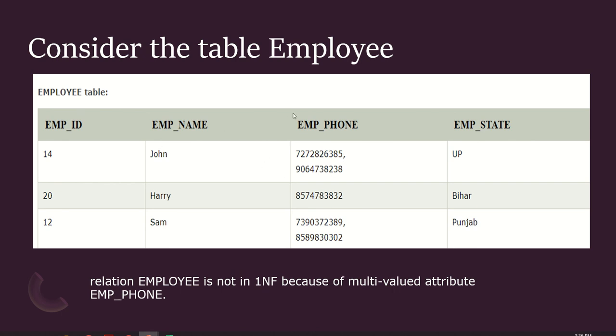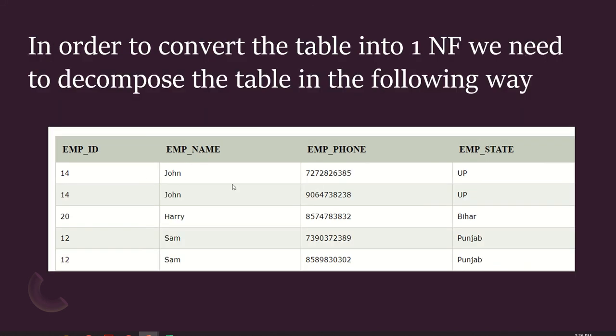So if you want to make this table into 1NF, we have to write a separate row for these 2 phone numbers. Just remember, 14 John, these 2 phone numbers, UP was the first row of your original table. To make it into first normal form, you have to make 2 separate entries for 2 different phone numbers. So here you can see 14 John, this is the first phone number, he is from UP. Since he also has one more phone number, we will write another row, 14 John, the second phone number of John, and as we know, he's from UP.